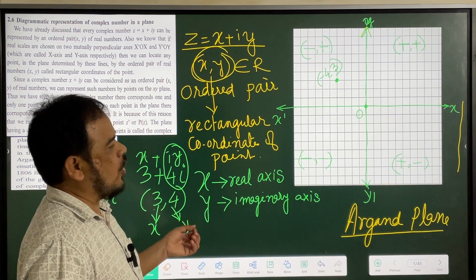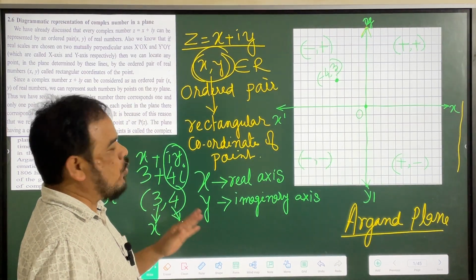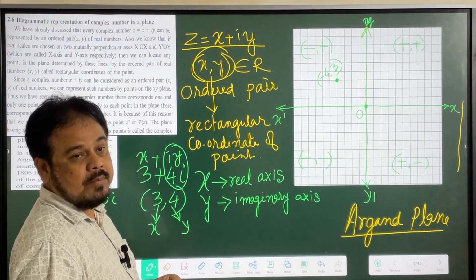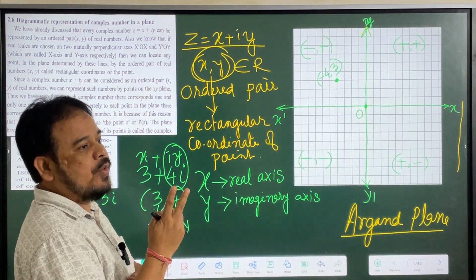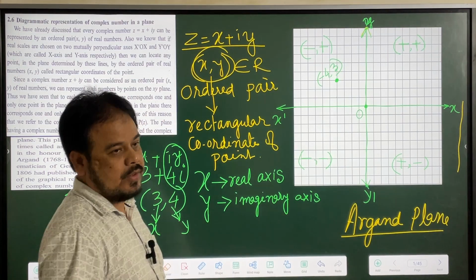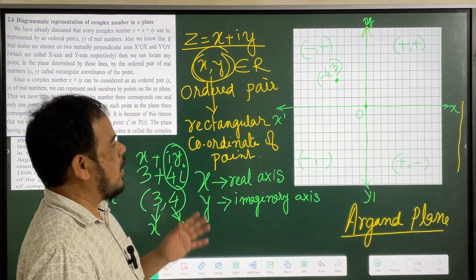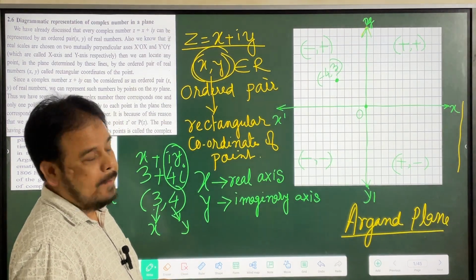So this way you can plot any point from a complex number. You don't have to worry about how to plot the points of complex numbers. That is nothing. Two numbers will be there, and you just have to plot them. That we already know, so I don't think there will be any issues.